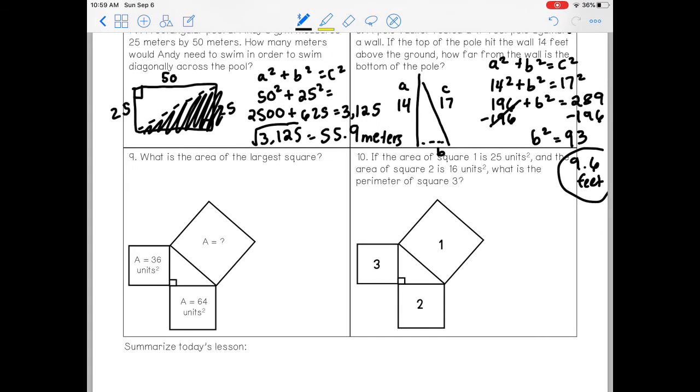For number 9, it says, what is the area of the largest square? Well, we need to find the side length. Remember, area is base times height, or length times width.